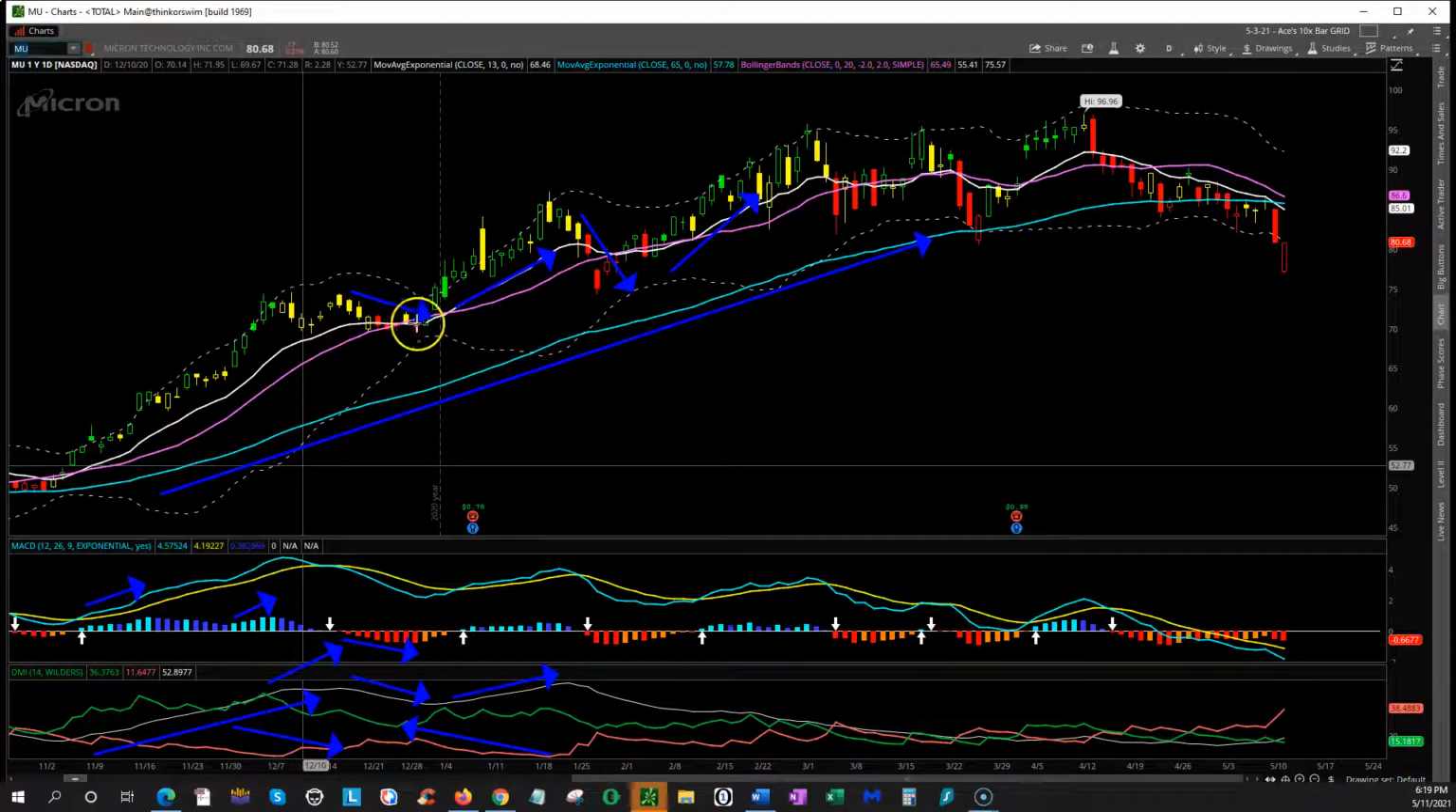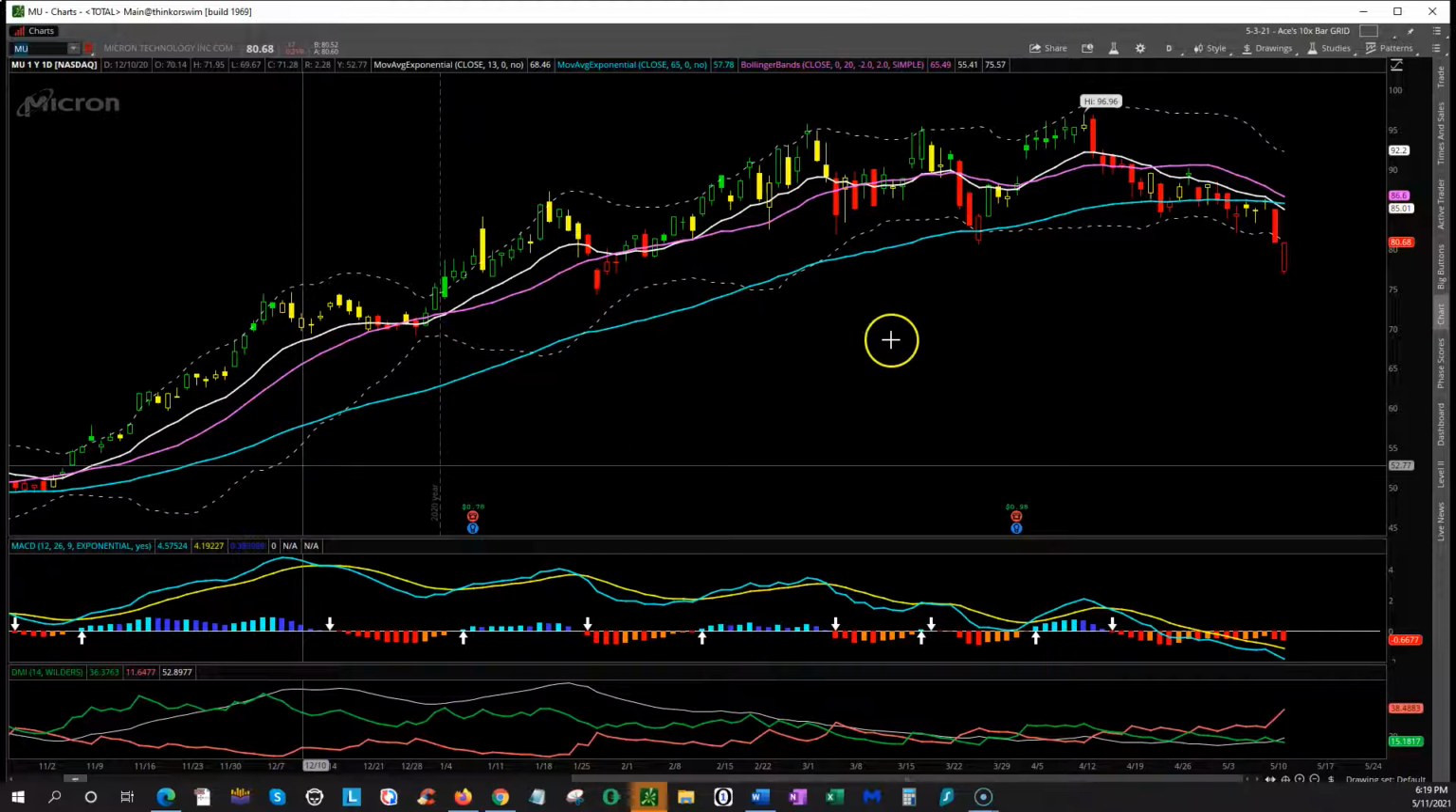No good. Not to mention, you're above the 65. Remember that 65 line we talked about? So you wouldn't be taking a pullback or any kind of a negative trade anyway. So it's, once again, all this is just to keep you guys on the right side of the market, okay?